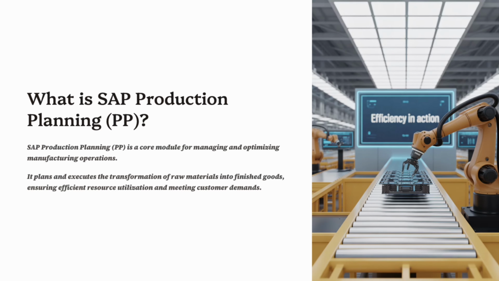SAP MM helps companies manage materials. But what happens when those materials are actually used to create finished goods? That's where SAP Production Planning comes in. PP is the backbone of manufacturing companies, allowing them to plan, schedule, and control every step of production, from raw materials to the final product.